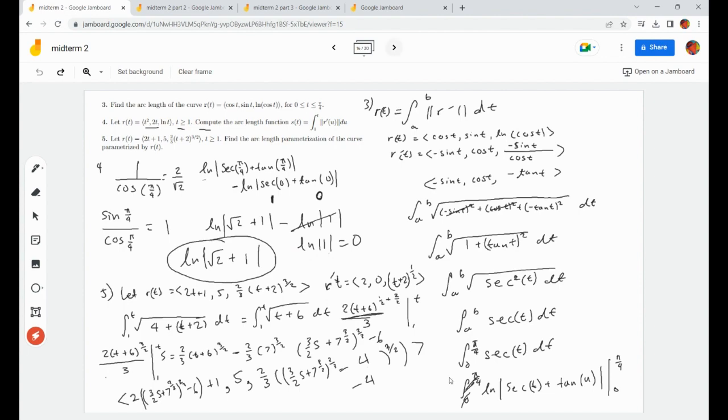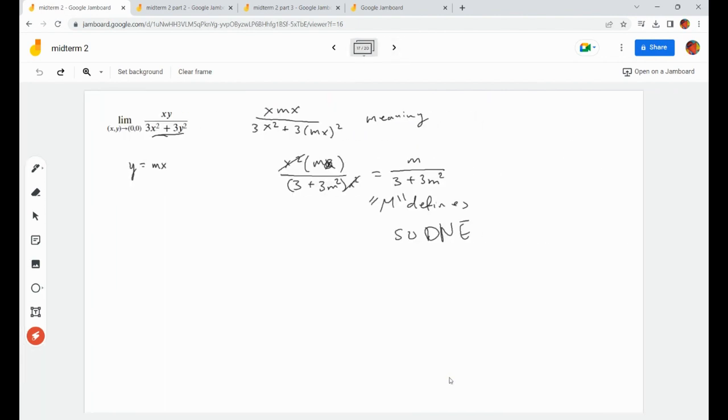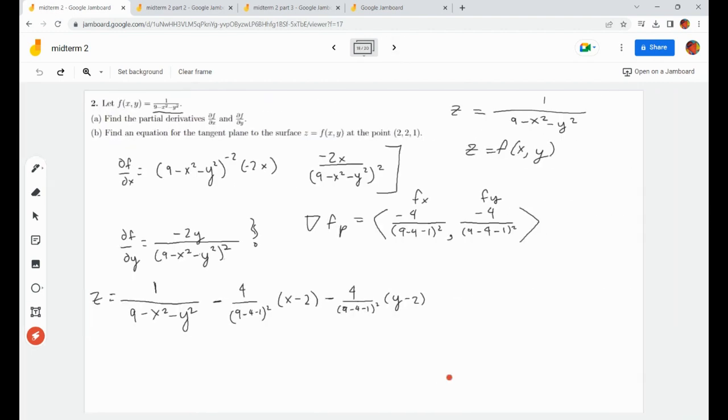And then over here is a parameterization thing, which I don't really care about, but I had to do anyway. So this is the mx way, which gets you this form, where m is defining the whole thing. So DNE is the answer.